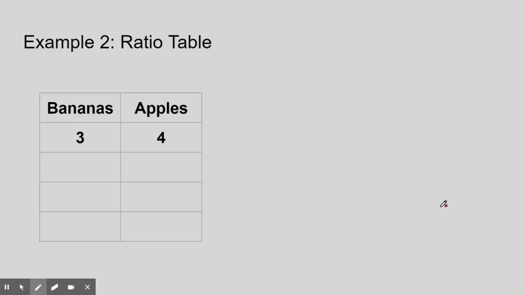One more way to find equivalent ratios is to use what's called a ratio table. When we do this, we're going to start with a ratio. For example, I just took the one from the 3 bananas to 4 apples. And we're going to fill in the rest of this table. To do so, the best way to do it is just to take your first pair of numbers and multiply them by 2.